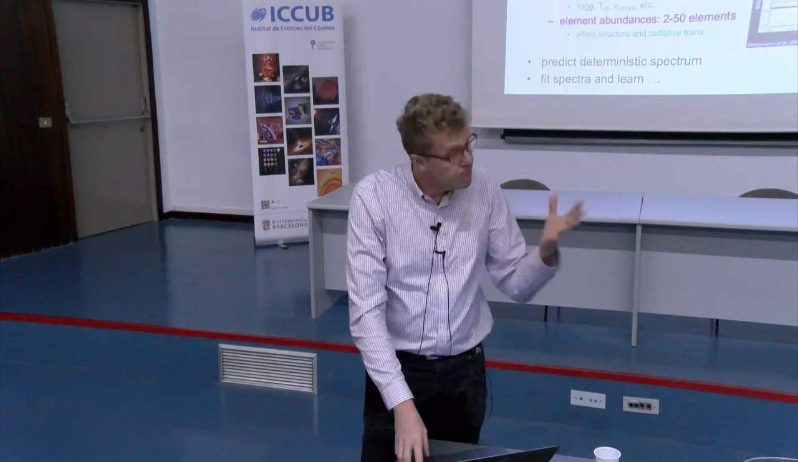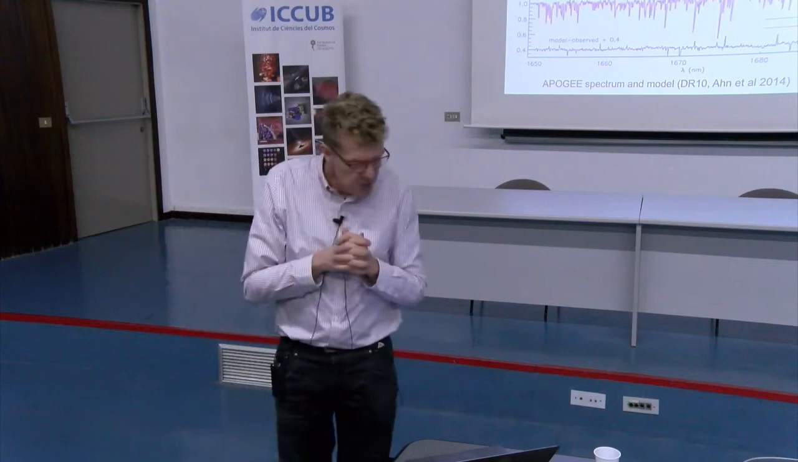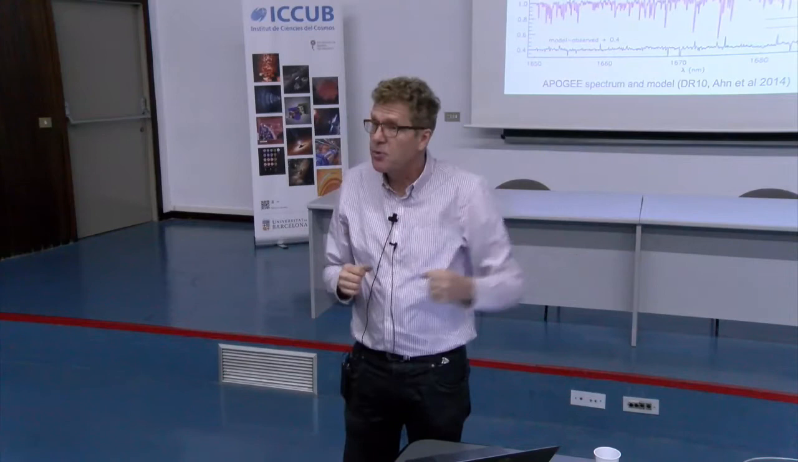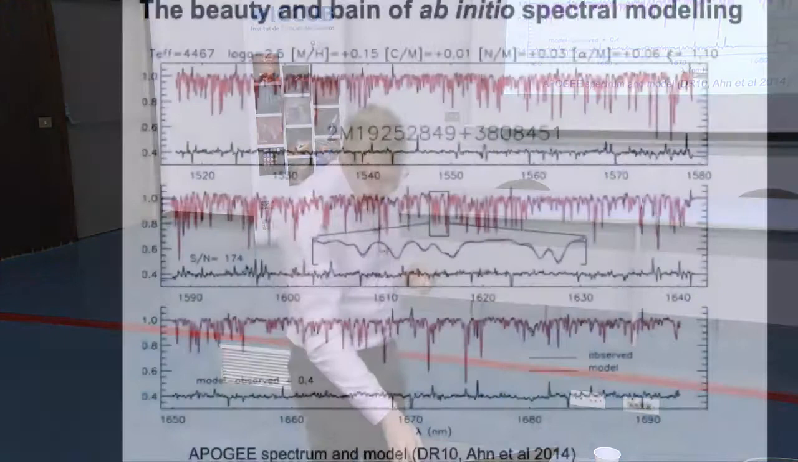And the beauty and the bane of this is the following. Let me start with the beauty. So this is from APOGEE. The black is a spectrum. The red is a model calculated the way I described. And damn it, that is a beautiful fit to a very complex spectrum. So you choose a certain set of abundances, stellar parameters, that's how it comes out. What can possibly go wrong?